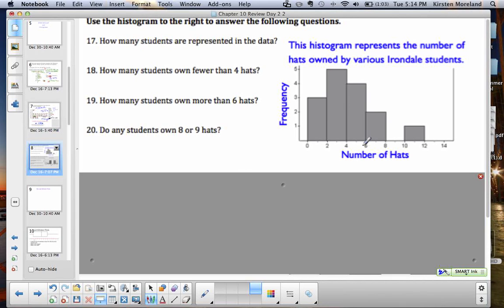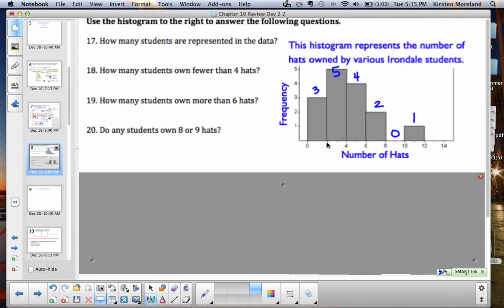So here's a histogram of various hats owned by Arndale students. Okay, so the number of hats. So 3 people own between 0 and 2 hats. 5 people own between 2 and 4 hats. Looks like 4 people own between 4 and 6. 2 people, 0 people, and 1.